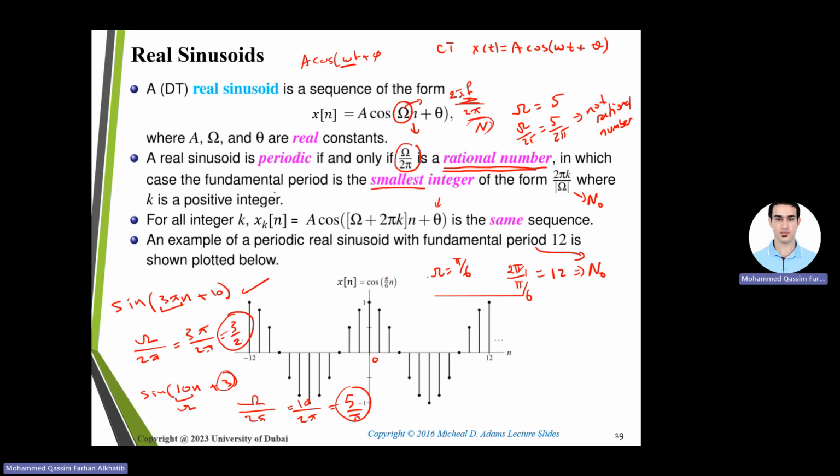All right, in the periodic case the fundamental period is the smallest integer of the form 2 pi k over omega. Okay, something pretty straightforward. Again, the phase just specifies a phase shift. And we know sinusoids are always periodic over multiples of 2 pi.